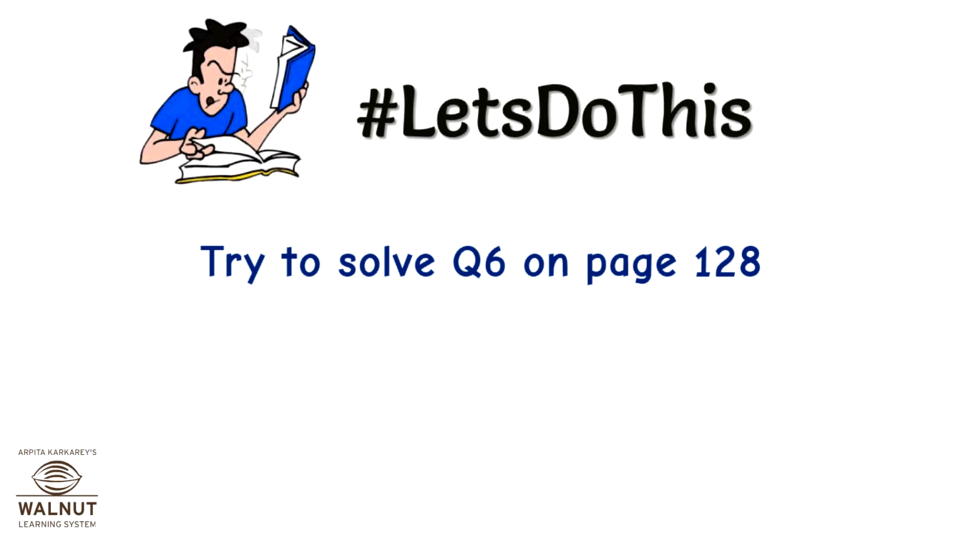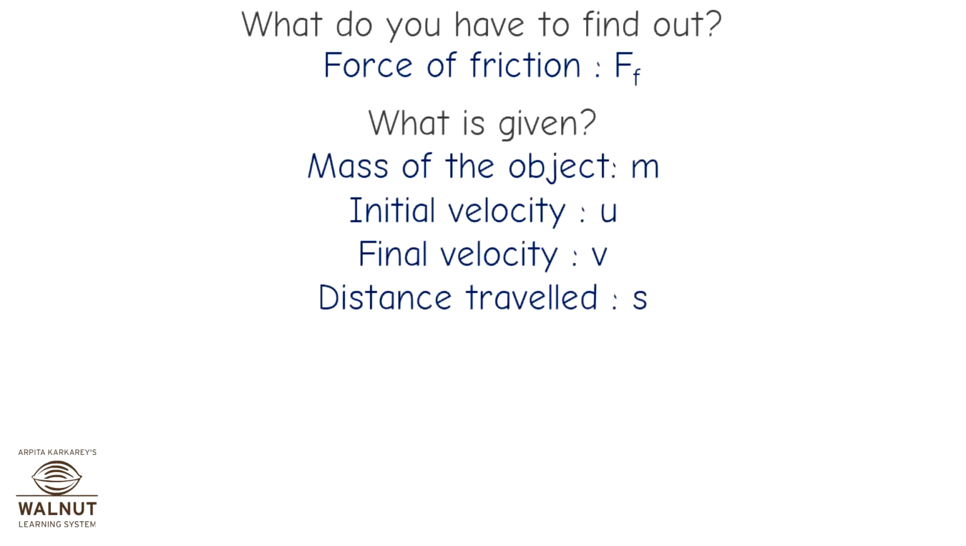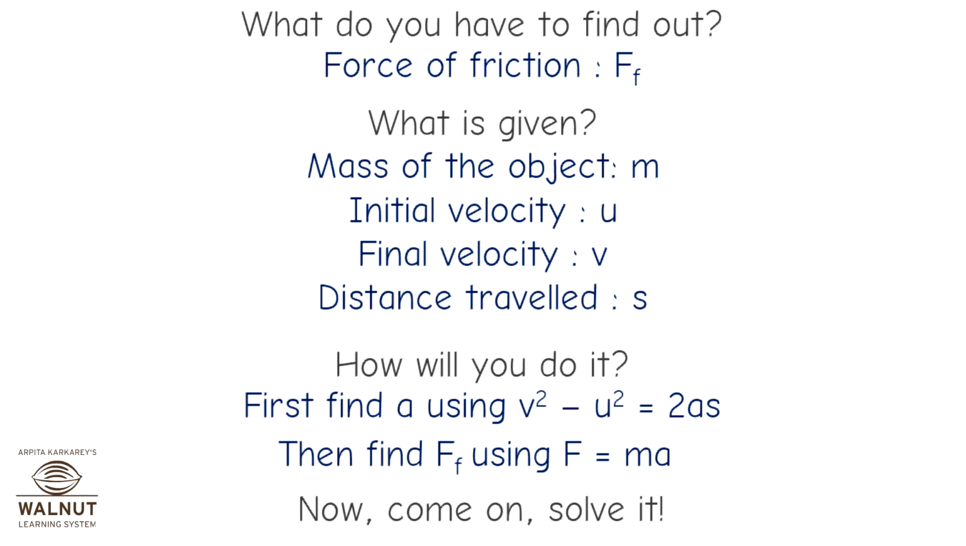Let's do this. Try to solve question 6 on page 128. What do you have to find out? Force of friction Ff. What is given? Mass of the object m, initial velocity u, final velocity v, distance travelled s. How will you do it? First, find a using v square minus u square is equal to 2as. Then find Ff using F is equal to ma. Now come on, solve it.